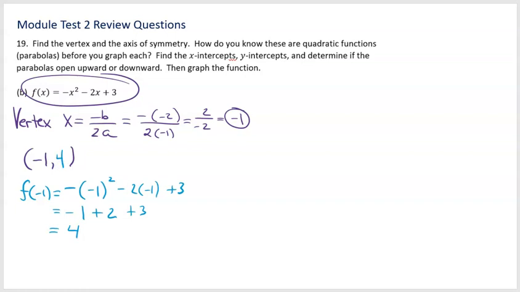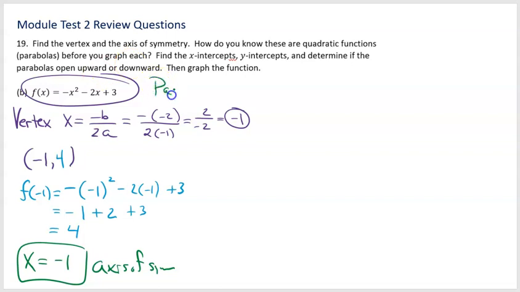My axis of symmetry in green is always x is equal to the x value of the vertex. So whatever this x value of the vertex is, that's what goes here. So that's my axis of symmetry. Okay, this is a parabola. How do I know? It's a parabola shape because of the x squared. That's the giveaway right there. Okay. Now it's just to find the x-intercepts, the y-intercepts, open upward or downward.